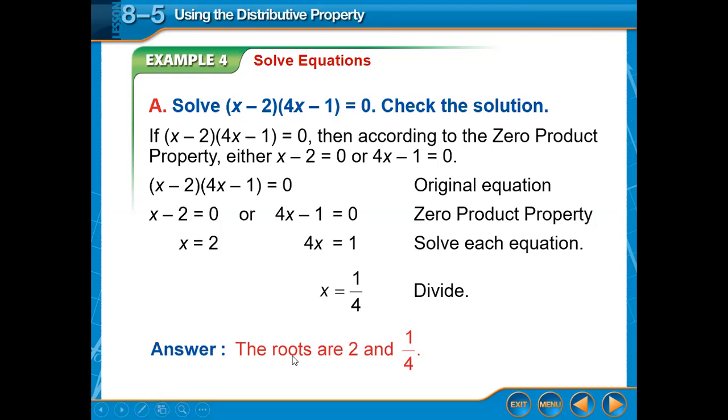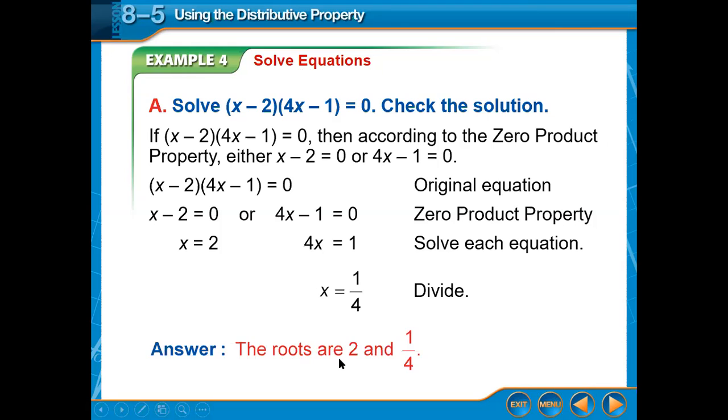Notice they call the answers the roots. We'll figure out what that means later on when we talk about graphing these. But solutions and roots are synonymous words. So if you see the word roots, it means answers or solutions. So 2 could be one of the answers.